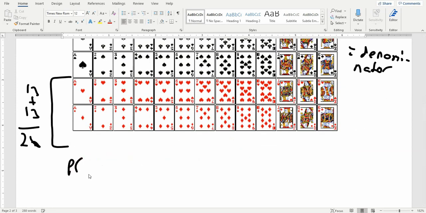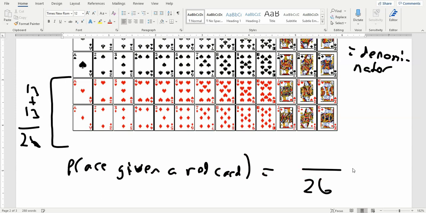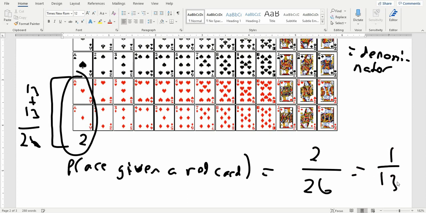So, probability of an ace given a red card. On the bottom we have our 26. Out of those 26, how many of them are aces? 2 of them. So that probability is 2 over 26, which reduces down to 1 over 13. And that's how you do givens. The given is actually on the bottom.